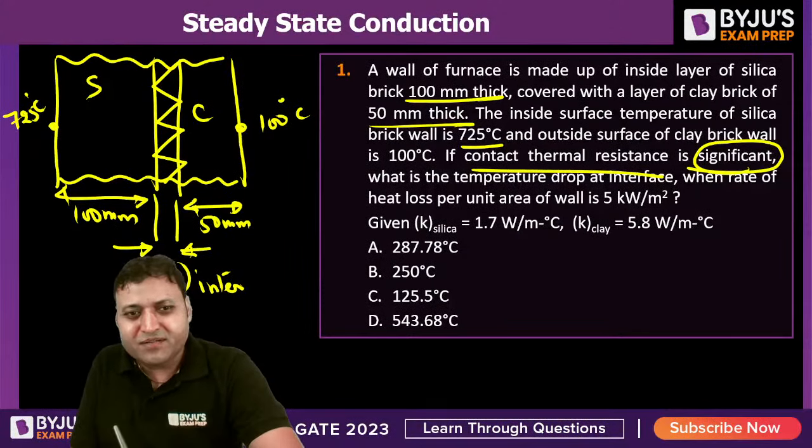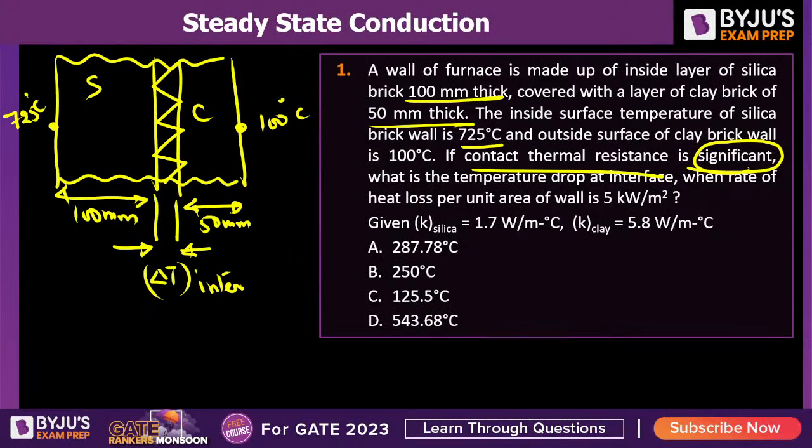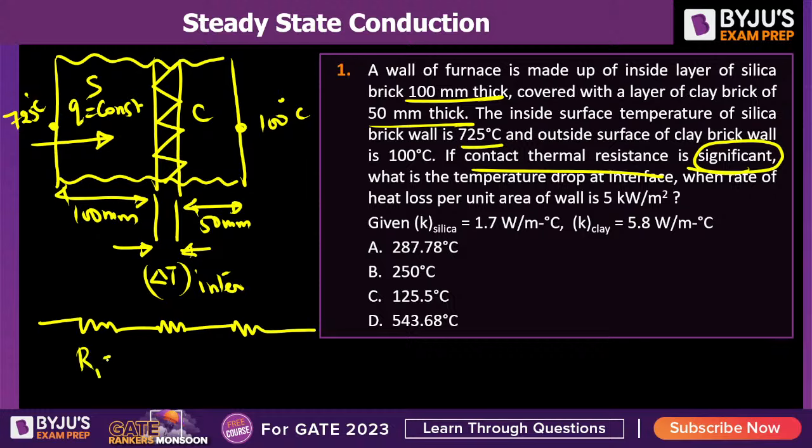Can you solve the question? Yes, the gap is there. If we draw the circuit diagram, the heat will flow from left to right. Q will remain constant. How many thermal resistances will be drawn? Very nice, Shubham. Well done. There will be 3 thermal resistances in series. This is R1, that is L1 by K1A. This is R3, the contact thermal resistance. And this is R2, that is L2 by K2 into A.